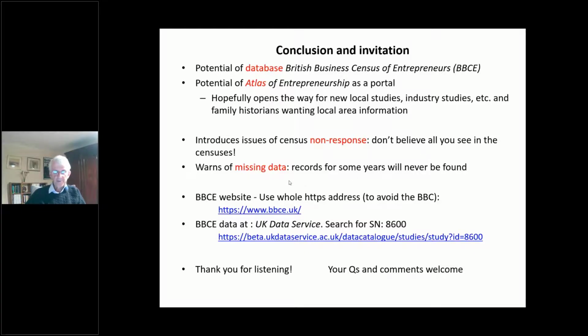And missing data is a problem that is more significant than we've often recognized.